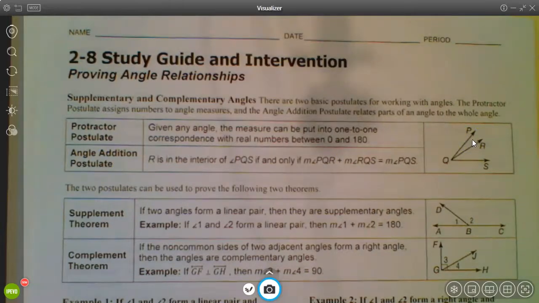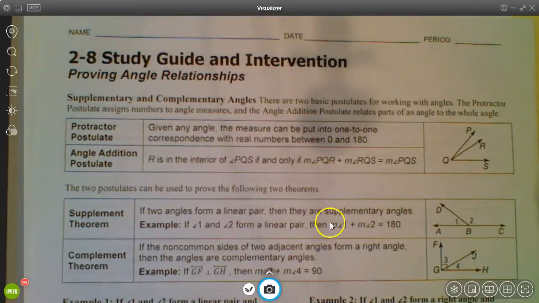So it's like this small angle plus this small angle equals the whole thing, right? So you would say angle PQR, that's the little guy, plus angle RQS, that's the medium-sized guy, is equal to angle PQS, which is the whole thing, the big guy. All right, so that's one we're going to see quite a bit.